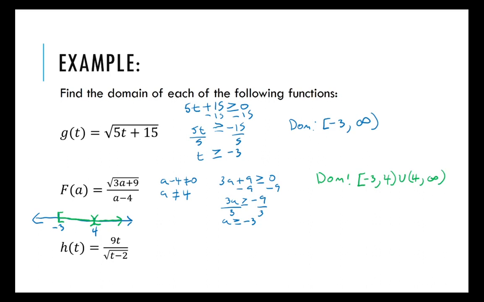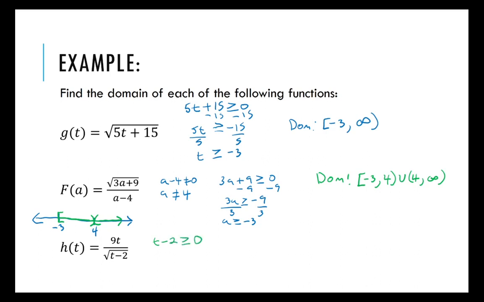Lastly, I have 9t divided by the square root of t minus 2. So this is really a twofold problem as well. This is a square root that's also in the denominator. And so if we deal with the even index radical part, we would say that t minus 2 has to be greater than or equal to 0.